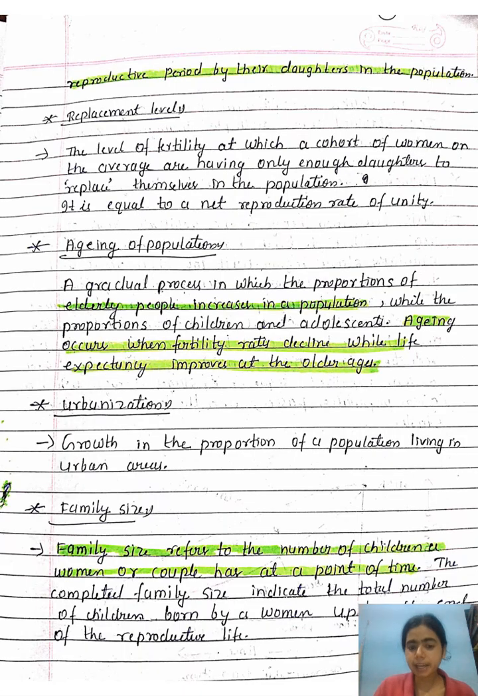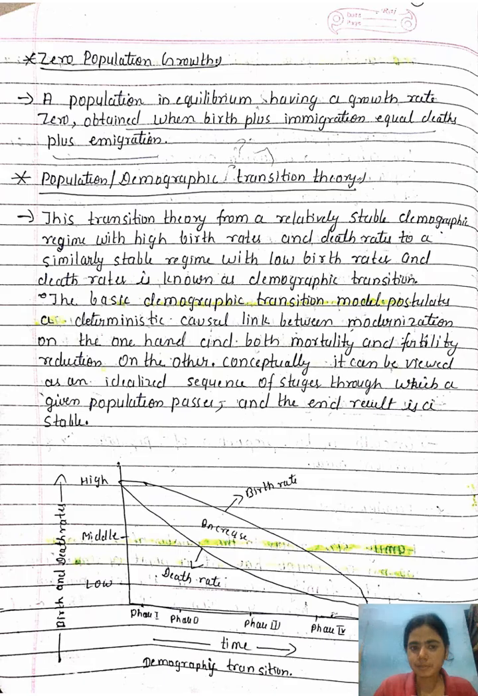Urbanization: growth in the proportion of a population living in urban areas. Family size. Family size refers to the number of children a woman or a couple has at a point of time. Zero population growth: a population in equilibrium having a growth rate of zero, often when birth plus immigration equals death plus emigration.